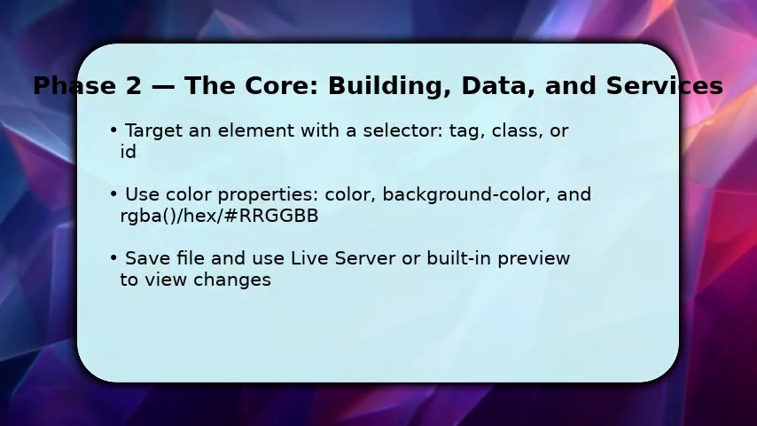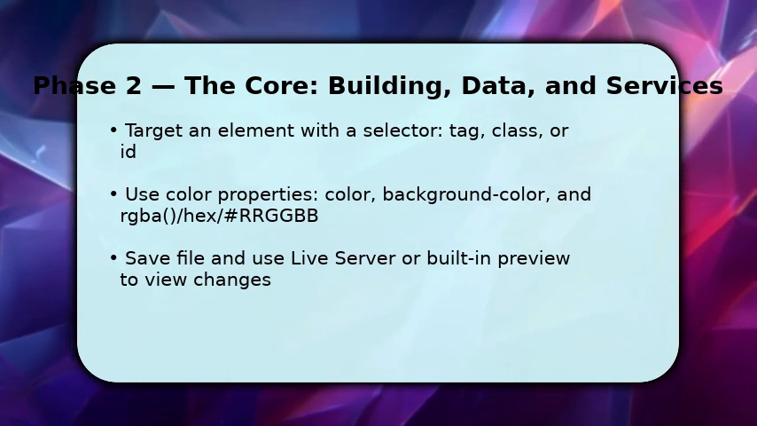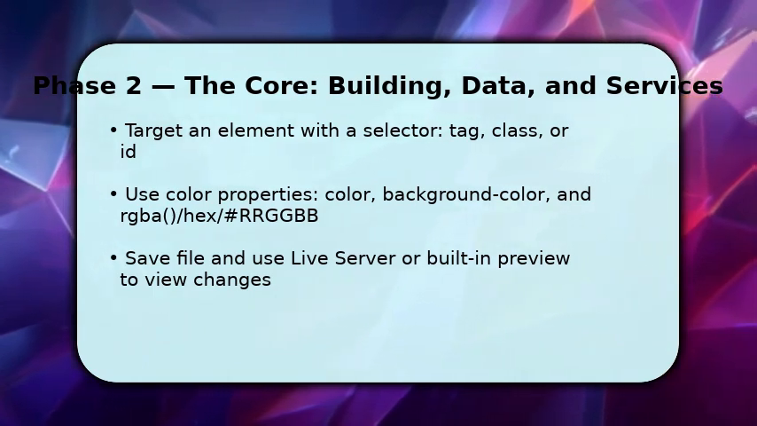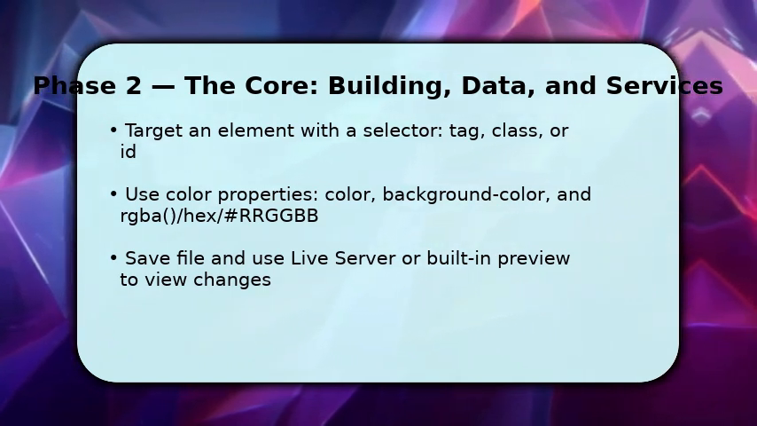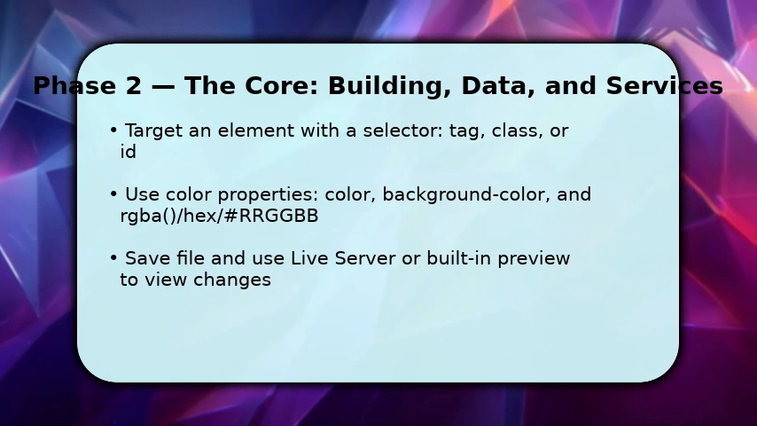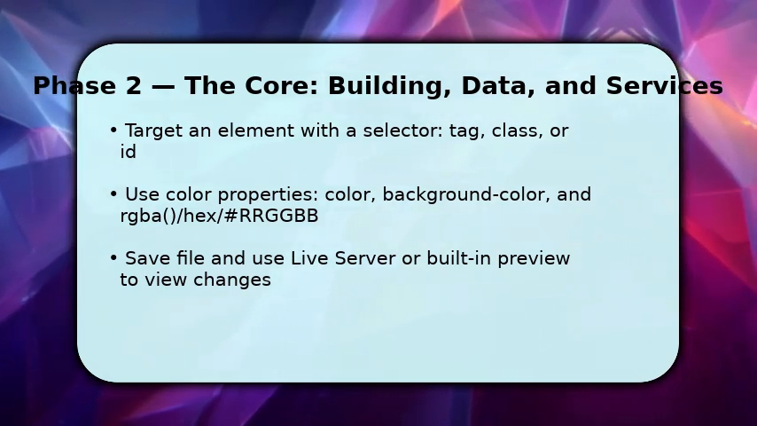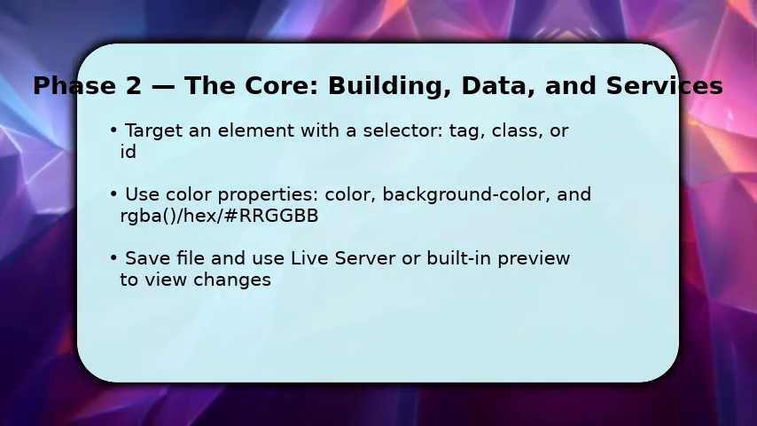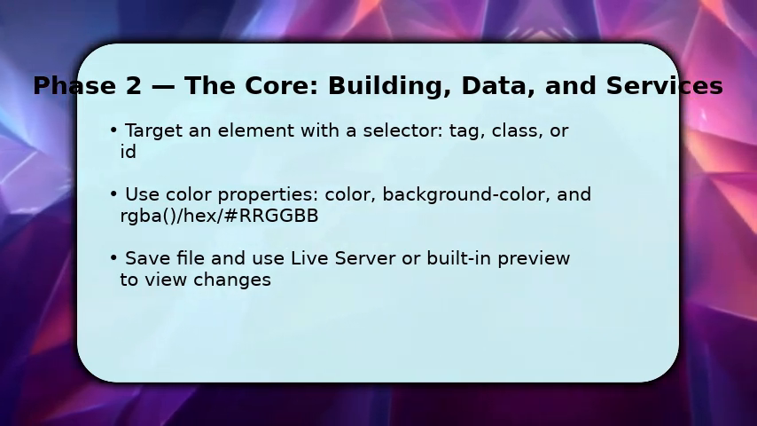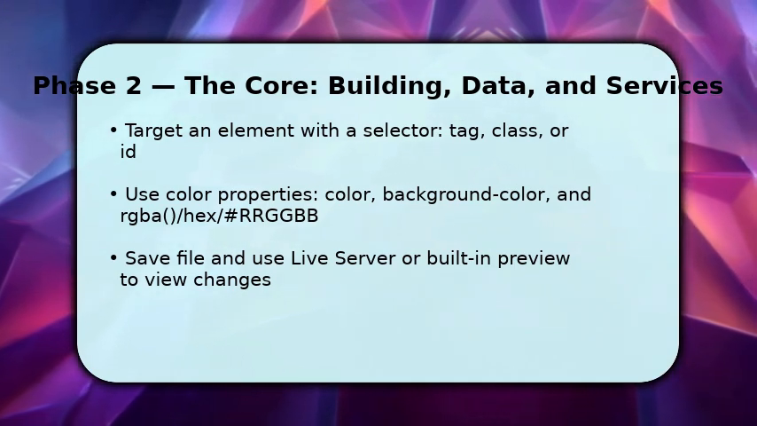Now you write the actual CSS rule to change text color. Select the element, for example, .highlight or #title or p, then set color: #FF4500 or color: rgb(255, 69, 0). Both work, and RGBA allows transparency. If you need background contrast, adjust background color accordingly. Save the CSS and reload the preview. If you use Live Server, it updates automatically.